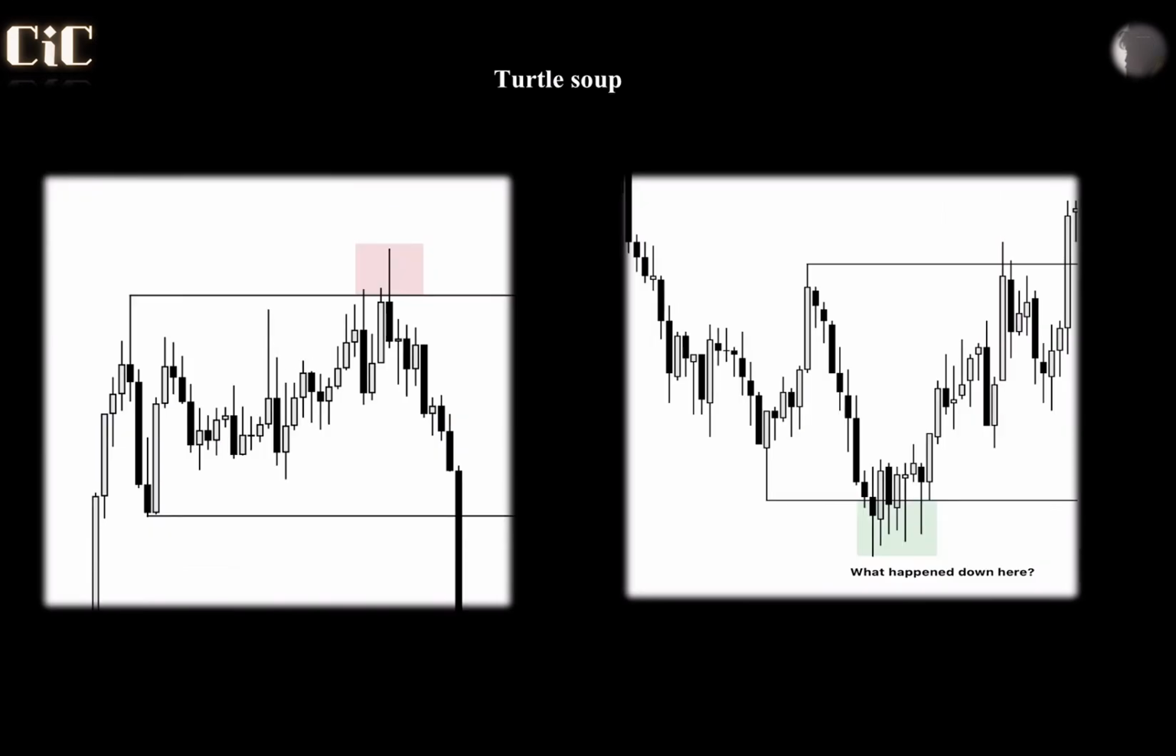Next we have turtle soup. Pretty simple. So we have buy orders, sell orders, market makers pushing price above the old high, stabbing into the buy orders to entice new longs and to stop out old shorts. And once they have this move done, then they're going to offload the positions they gathered up here and dump them and distribute them to this old low, right?